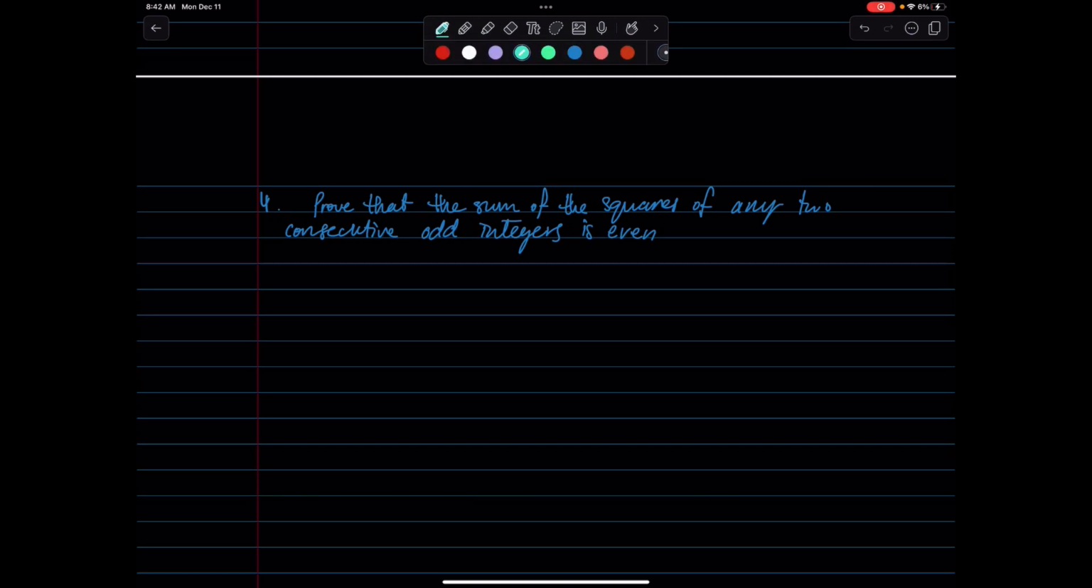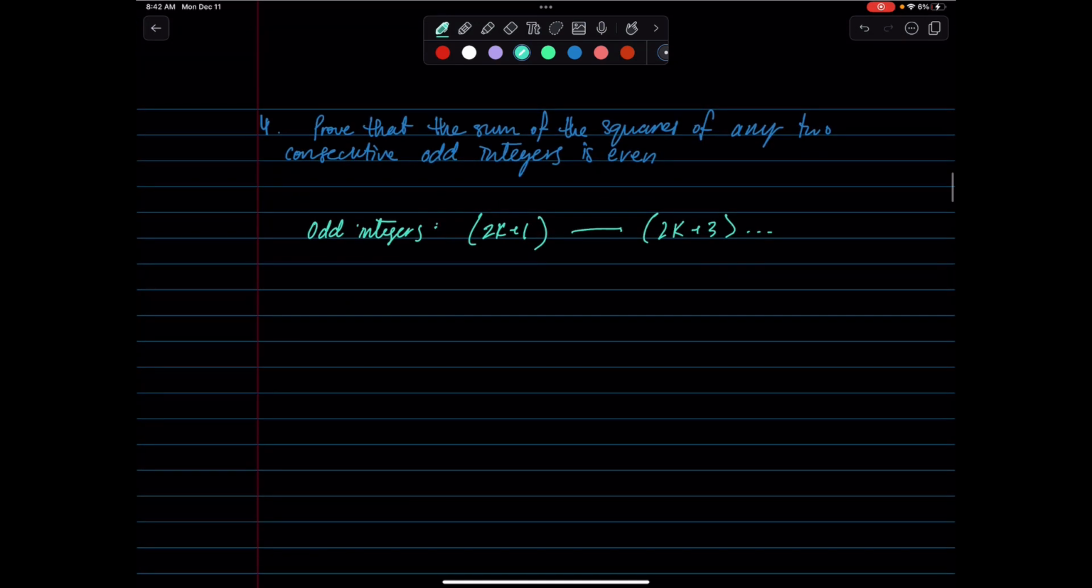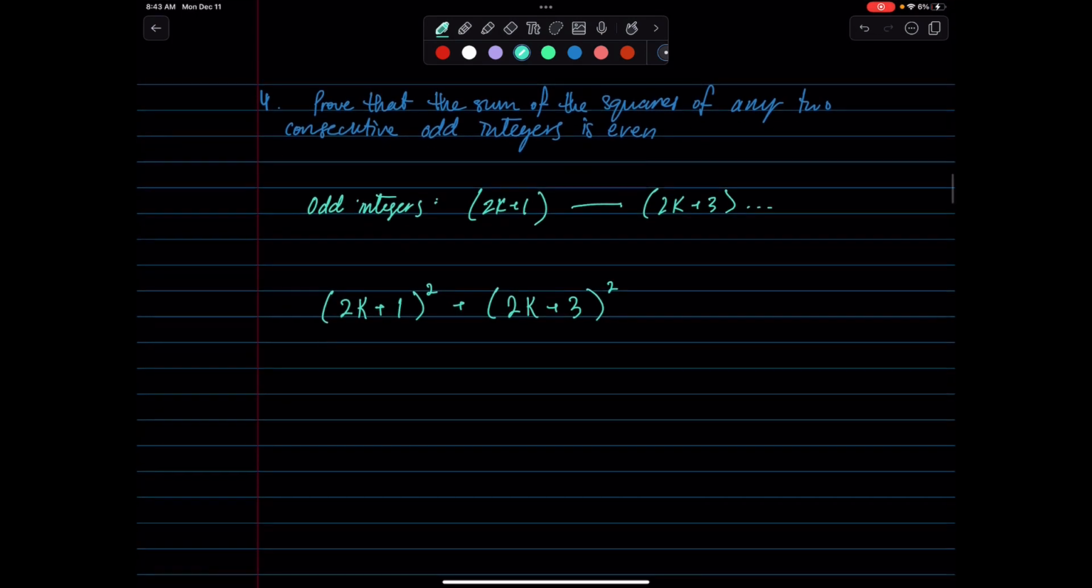Right, so what do you remember about odd integers? Odd integers can be represented as 2k plus 1, or 2k plus 3, and so on, right? So we could say that the sum of the squares of two consecutive odd integers would basically be like this. These are two odd integers that come right after another, and we're squaring them, right?